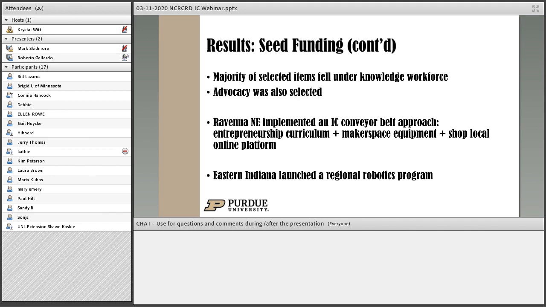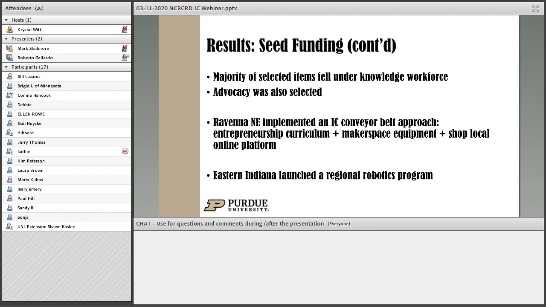So as you can see, they were very holistic in the way they approached this because they designed this conveyor belt. Let's teach these folks entrepreneurship. They may need some sort of makerspace, and then perhaps they also need a platform to sell. So that's the approach that Ravenna followed, which was fascinating to me. That's what they focused on, which was really, really interesting.